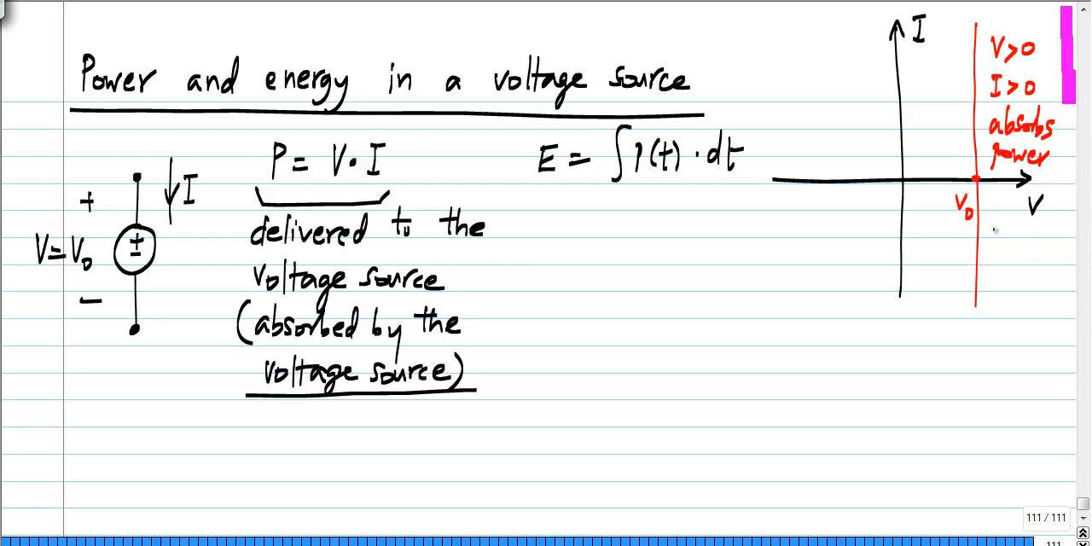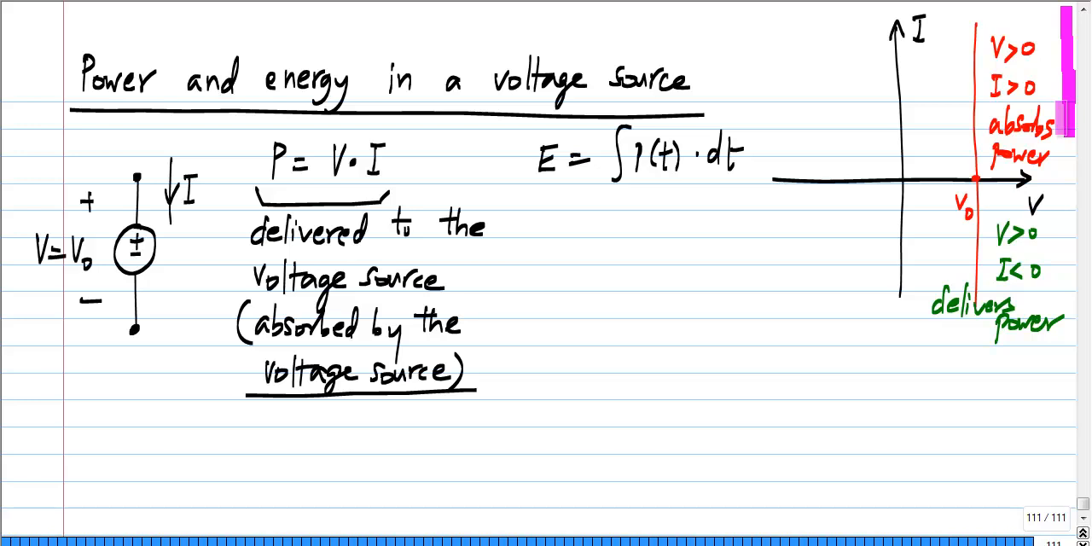And if you look at the fourth quadrant, V is of course greater than 0, but I is smaller than 0. That is, I defined in this direction is negative. That means that current will be flowing out of the positive terminal if it is operating in the fourth quadrant. And in this condition, it delivers power. So, a voltage source can either absorb power or deliver power. Because there is the possibility of the voltage source delivering power, it is an active element.